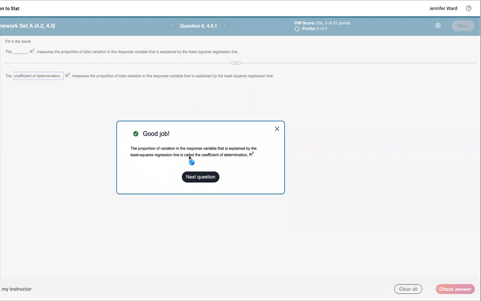And then I often say least squares regression line on commute time because that was the variable that was explaining index score. If you have any questions, let me know.